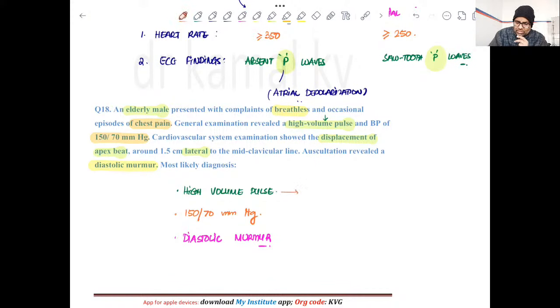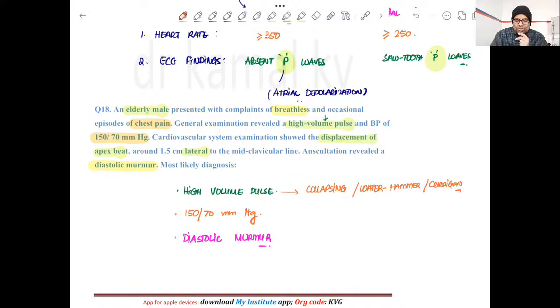Now, high volume pulse is also known as collapsing pulse or water hammer pulse or Corrigan pulse. Right, here, what will happen when you palpate the radial artery? The moment you feel the radial pulse, you will feel as if there is a large volume of pulse which is coming, striking the examining finger and disappearing all of a sudden. So this is high volume pulse.